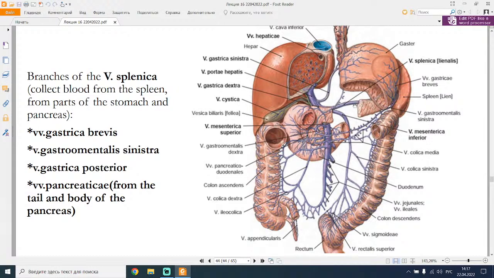Branches of vena splenica: vena gastrica brevis, vena gastroomentalis sinistra, vena gastrica posterior, and venae pancreaticae from the tail and body of the pancreas. What you see is vena splenica.